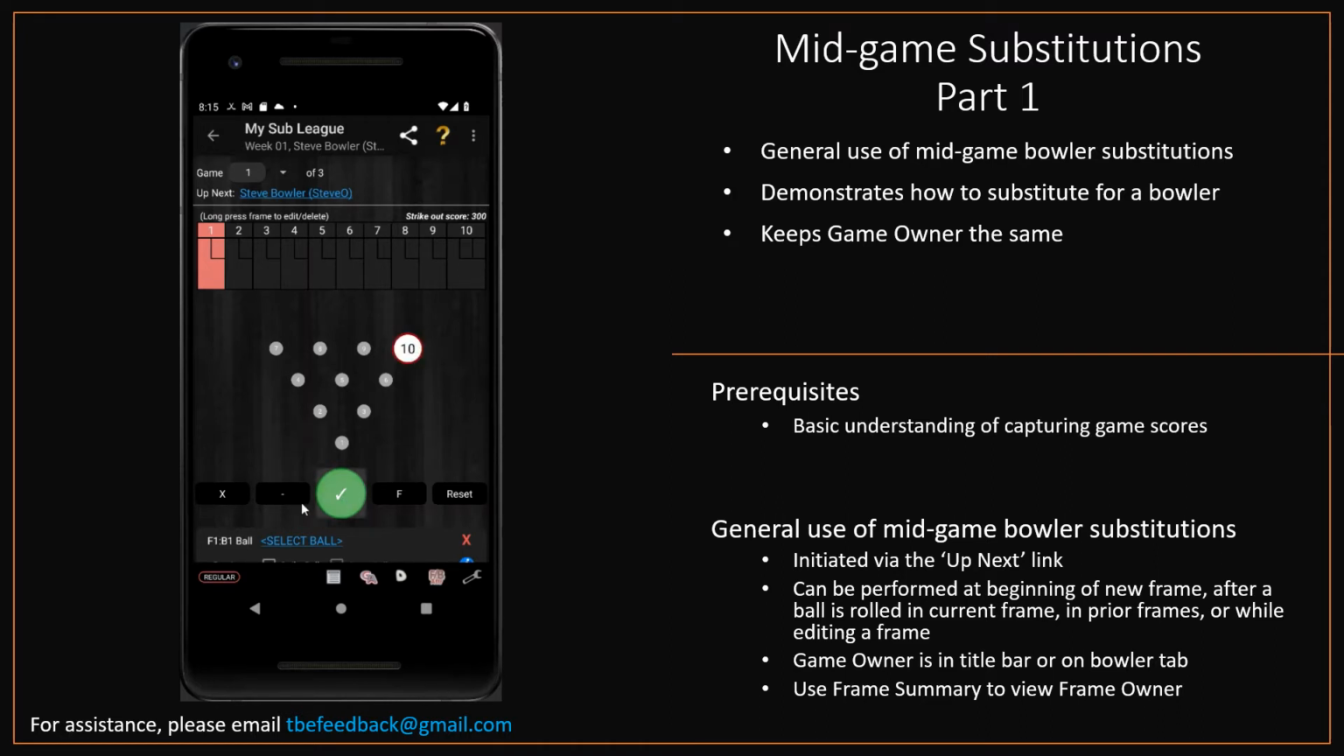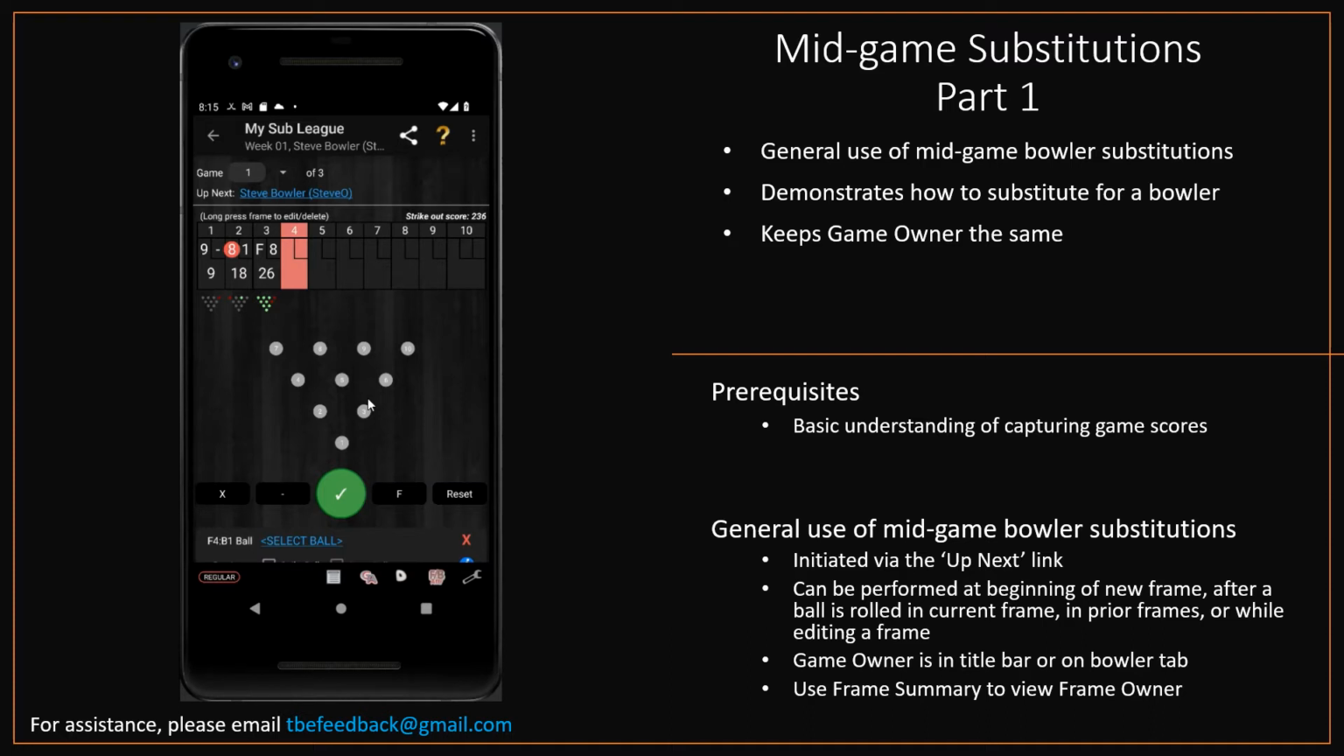So let's start by adding a few frames for Steve. Start with a 10 pin and a miss, and then maybe a 7-9, and picked up only the 9 pin, and then Steve's having a really bad day. He fouled and left a 6-10. So at this point, the coach decides to put in a sub for Steve.